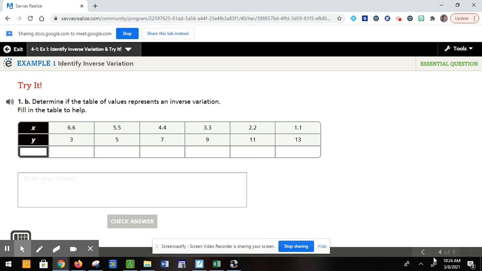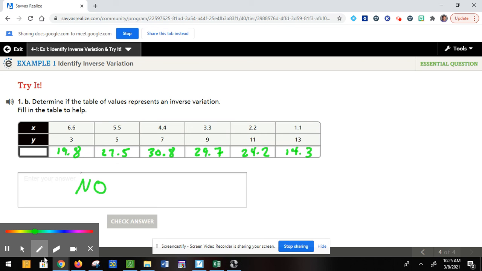So same thing, give it a pause and come back and check. And then this one is an example where it is not inverse variation because it is not constant. Every one of those numbers is different. So the answer is no. Let's look at example 2.